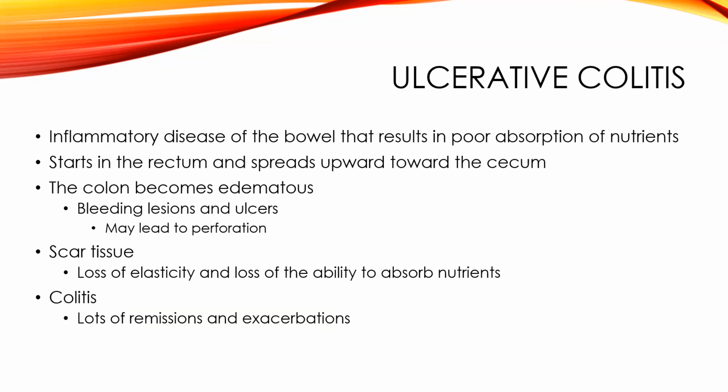So the first one is ulcerative colitis. It's an inflammatory disease of the bowel that results in poor absorption of nutrients. It starts in the rectum and spreads upward toward the cecum. It usually affects the large intestines. It's usually a continuous pattern, and it usually affects the innermost lining of the intestines.